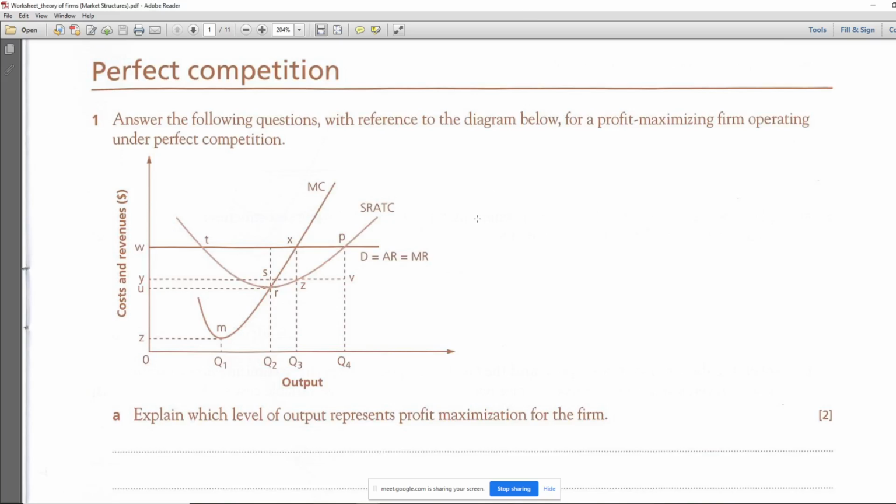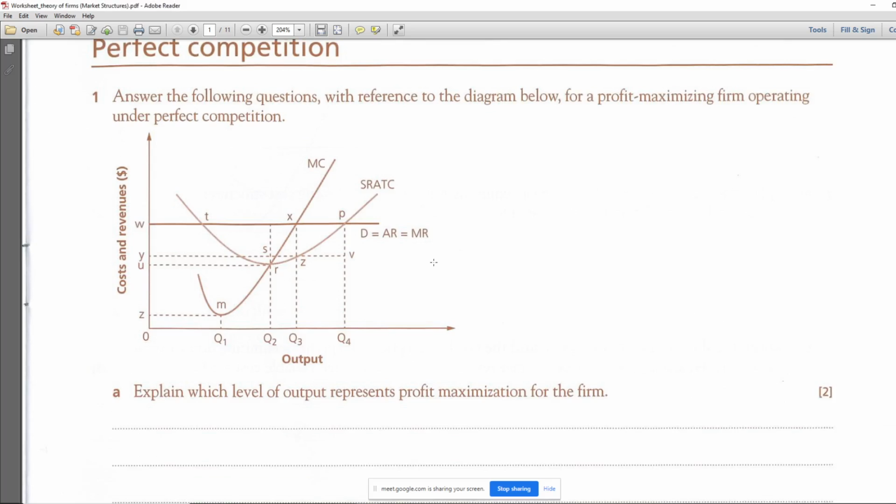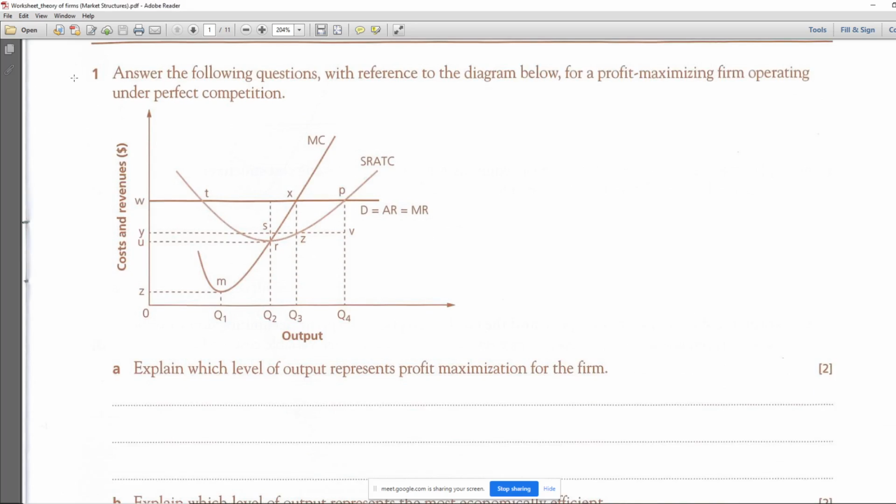All right. So let's start from this question here. Okay, so yeah, from question one. Take a look at this question. The first question is, explain which level of output represents profit maximization for the firm. So anyone who can give me the answer for 1A.